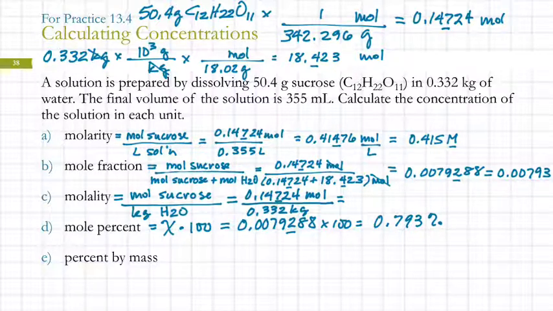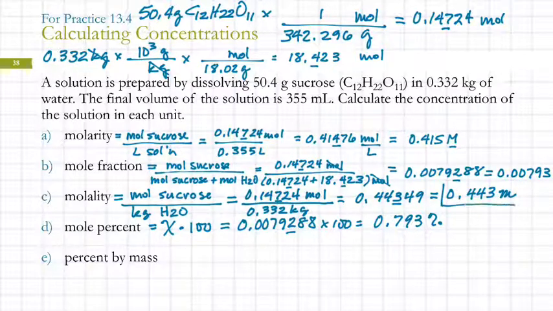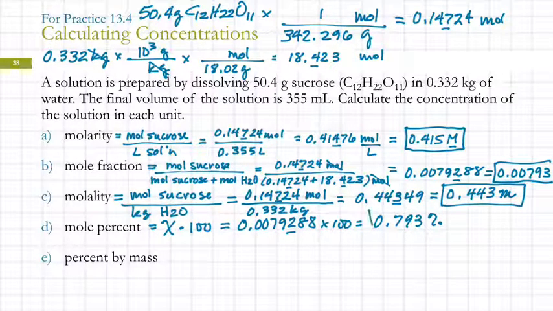0.14724 divided by 0.332. So this is 0.44349. And rounding that would give us 0.443, lowercase m, italicized. 0.443 molal sucrose. Oh, I should probably put boxes around the others if I put a box around that. There's this one, there's that one, there's this one.